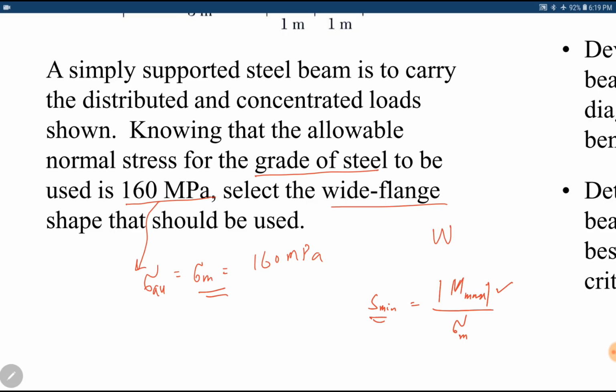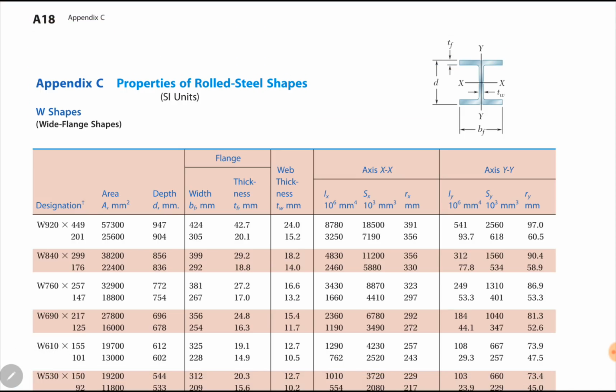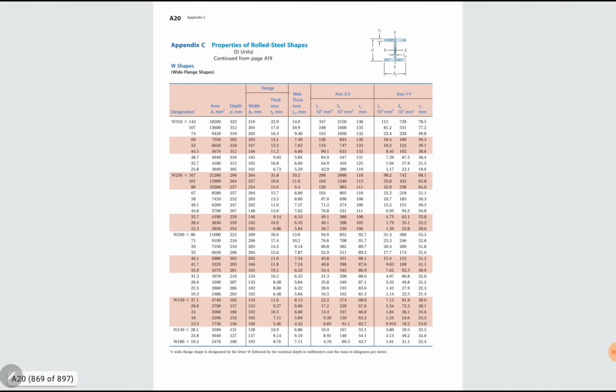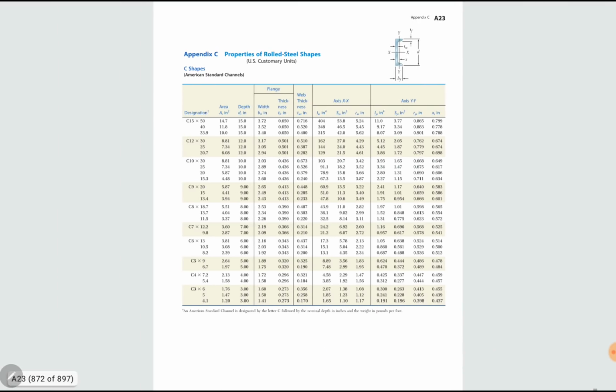Once we find S minimum, we will go to the textbook, and in appendix C, we have properties of rolled steel shapes, W shape beams. Similarly, we also have S shape beams on the subsequent pages. Here are W, these are Ws. Here are S shape beams.